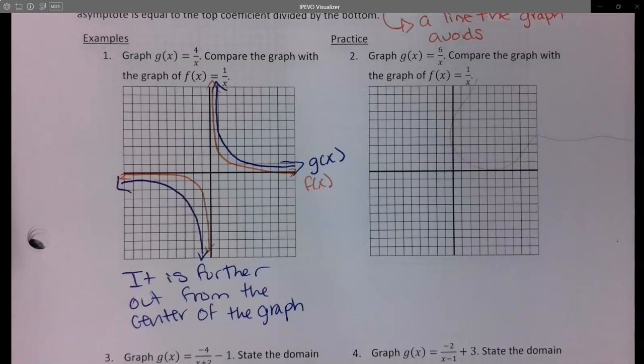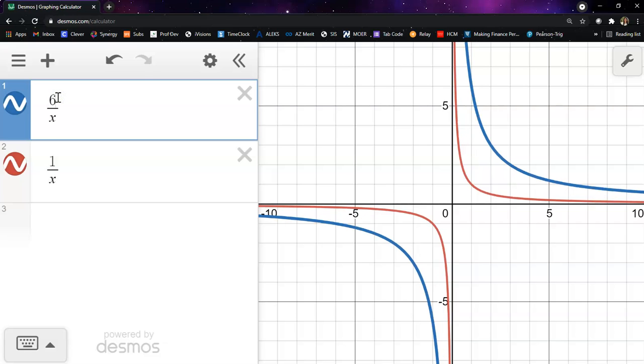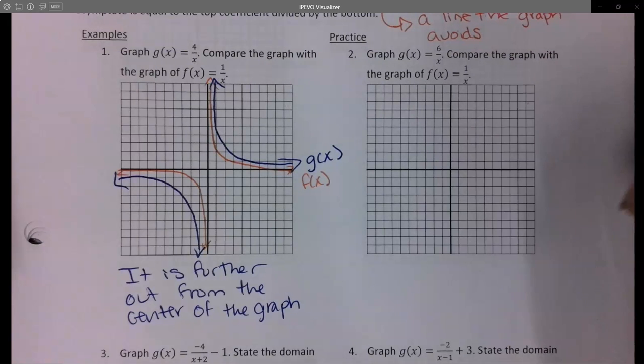So number 2, I'm going to go ahead and go to Desmos and graph this. So the blue one is my g of x, and the red one is my f of x. So this is kind of like the last one.